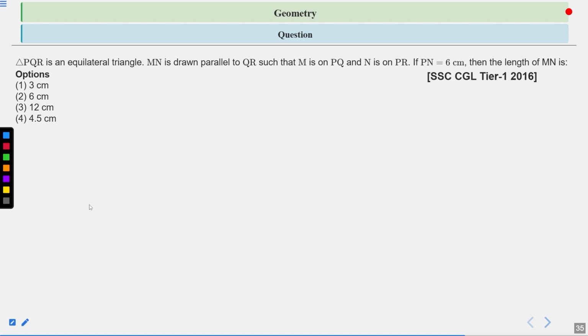Triangle PQR is an equilateral triangle. MN is drawn parallel to QR such that M is on PQ and N is on PR. If PN equals 6 centimeter, then the length of MN is. And this question was asked in the SSC CGL Tier 1 exam in 2016. So there are 4 options. First one is 3 centimeters, second is 6 centimeters, third one is 12 centimeter, and fourth one is 4.5 centimeter. Now you have 10 seconds to analyze the question. Your time starts now.